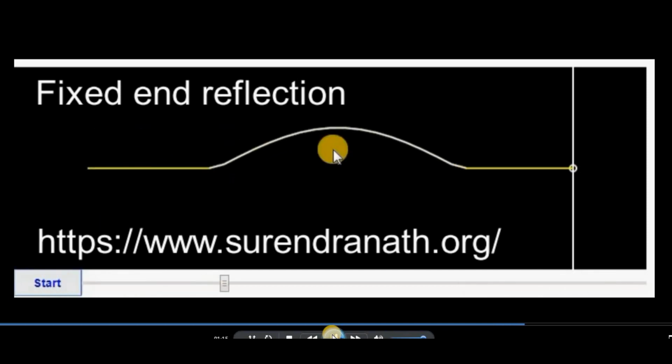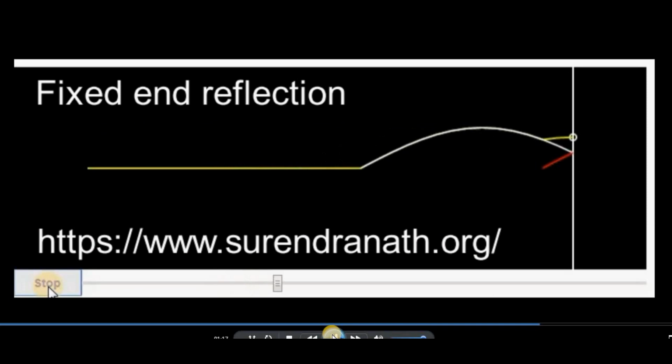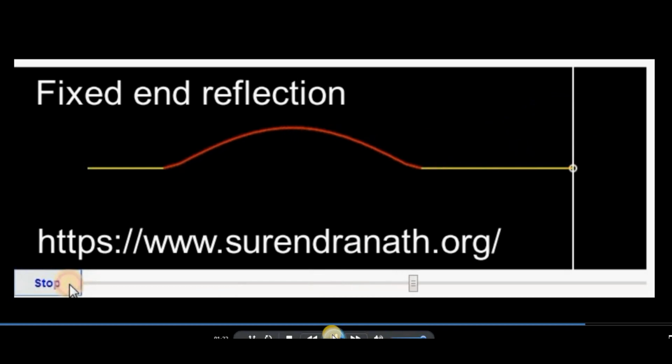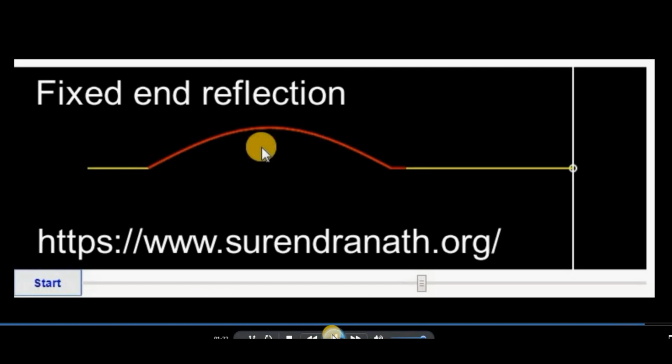This white one represents the incident wave. It is undergoing reflection. And after reflection, this is the reflected wave. So in this way we can understand how the transverse wave undergoes reflection from a free end.